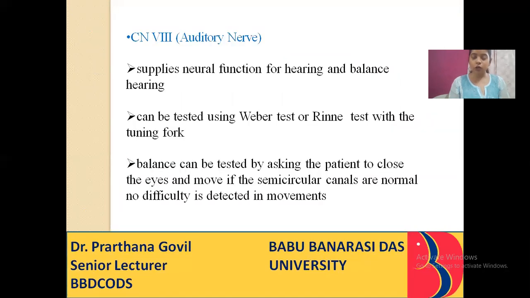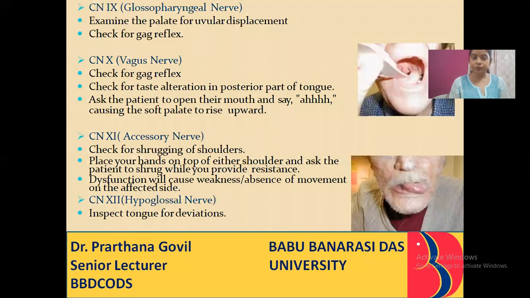Cranial nerve 8, that is the auditory nerve, supplies neural function for hearing and balance. Hearing can be tested by using the Weber test or Rinne test with a tuning fork. Balance can be tested by asking the patient to close the eyes and move. If the semicircular canals are normal, no difficulties are detected in the movements.